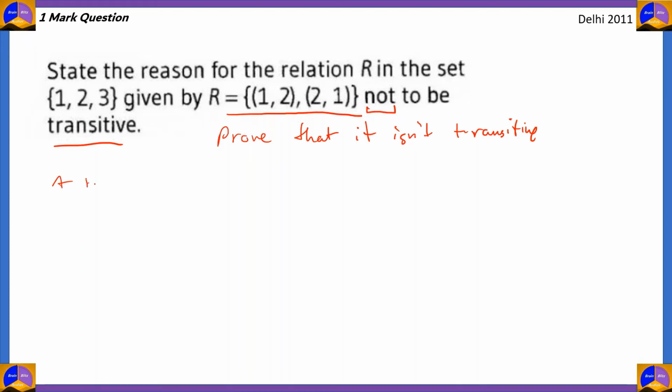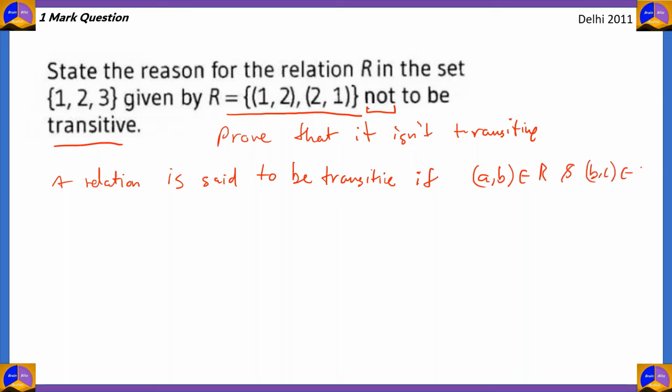So a relation is said to be transitive if (A, B) belongs to R and (B, C) belongs to R implies that (A, C) belongs to R. So we have 3 elements A, B, C, and when we find that 2 of the elements are present in the relation as an element and another 2 are present as a relation.